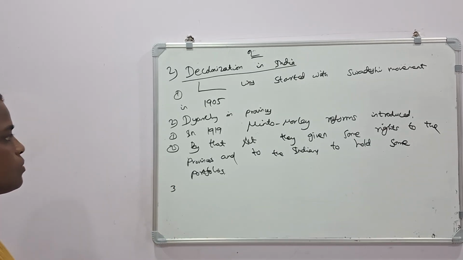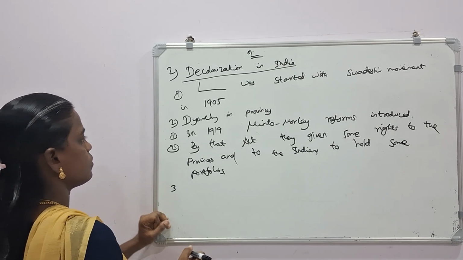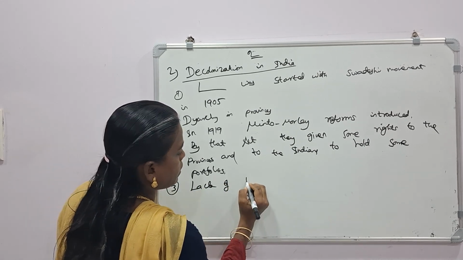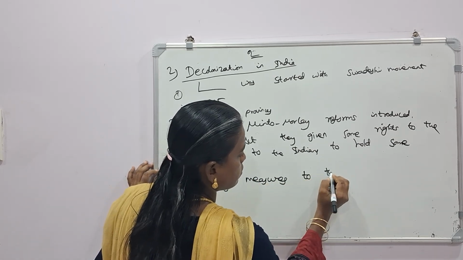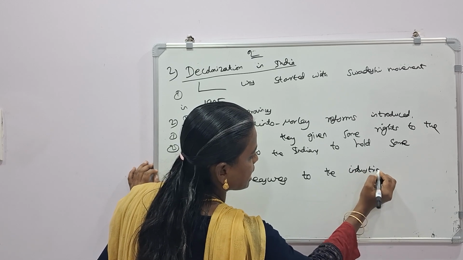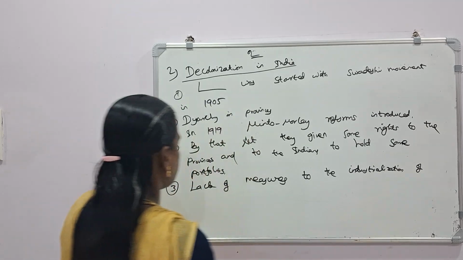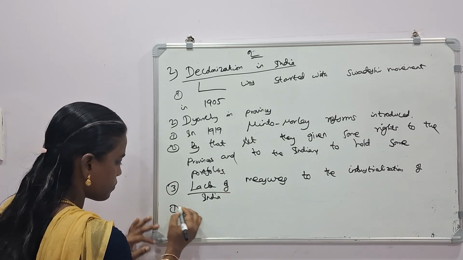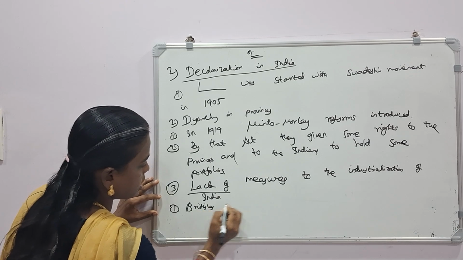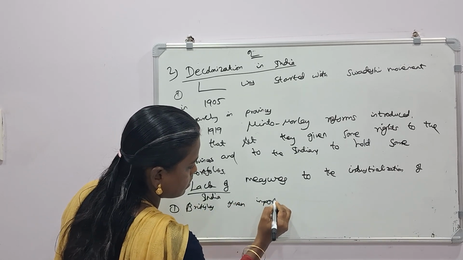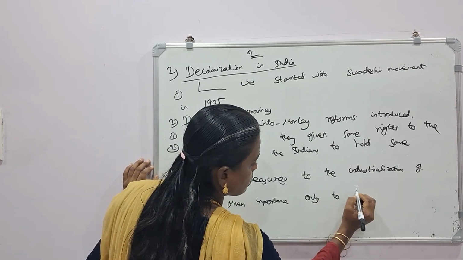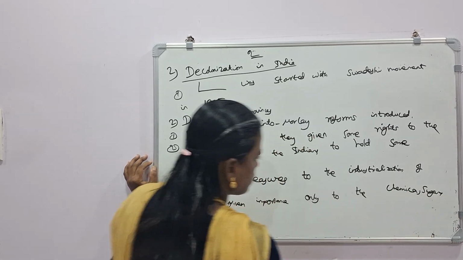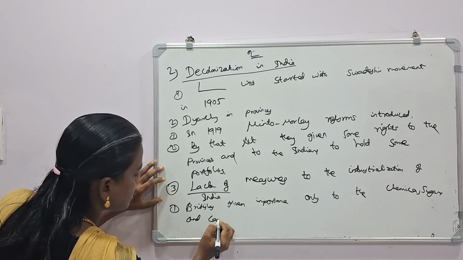Third side heading: lack of measures for the industrialization of India. First point, the British gave importance only to the chemical, sugar and cement industries.